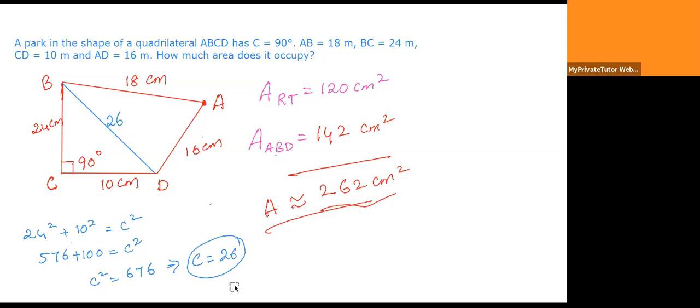So that's it, guys. I hope you understand the concept of why we are using Heron's formula. Because when the height is not given in a triangle, we can use Heron's formula. And you might have a question. I think no one asked me this question. I was expecting this question actually. So I will tell you that and then we'll conclude after that.